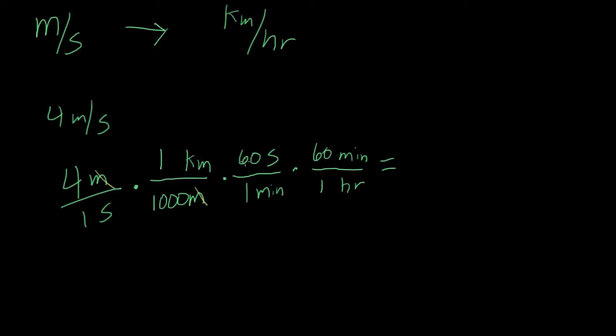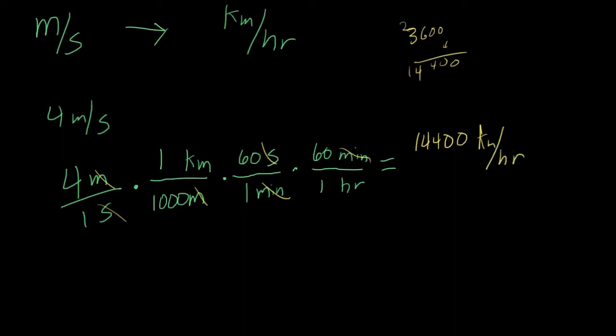meters, cancel our seconds, cancel our minutes, and we'll end up with 60 times 60 is 3600. 3600 times 4, what is that? 14,400 kilometers per hour. Nope, wrong.